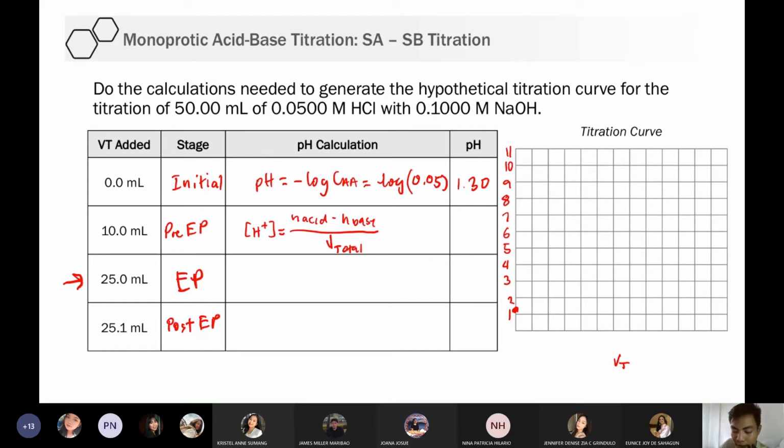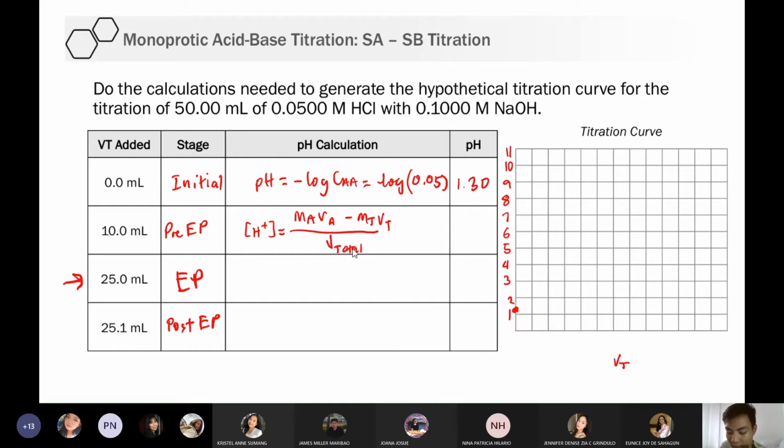Okay, so let's express that into molarity analyte, volume analyte minus molarity titrant, volume titrant. Okay? So ito yung mole ng acid, MAVA. Ito yung mole ng base, MTVT. Kasi ano ba yung titrant? Base, di ba? So yan. Ano ba yung analyte? Acid. Okay, so yan yung formula, divided by the total volume.